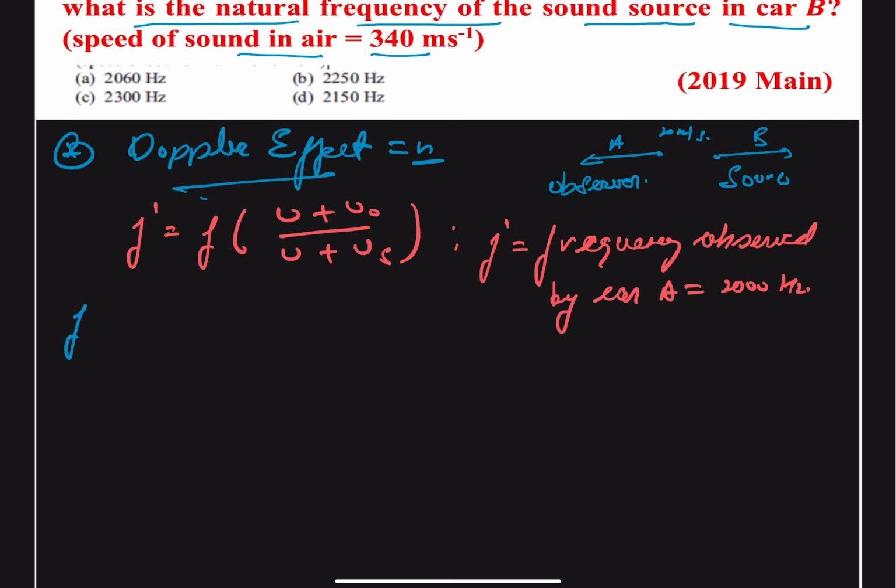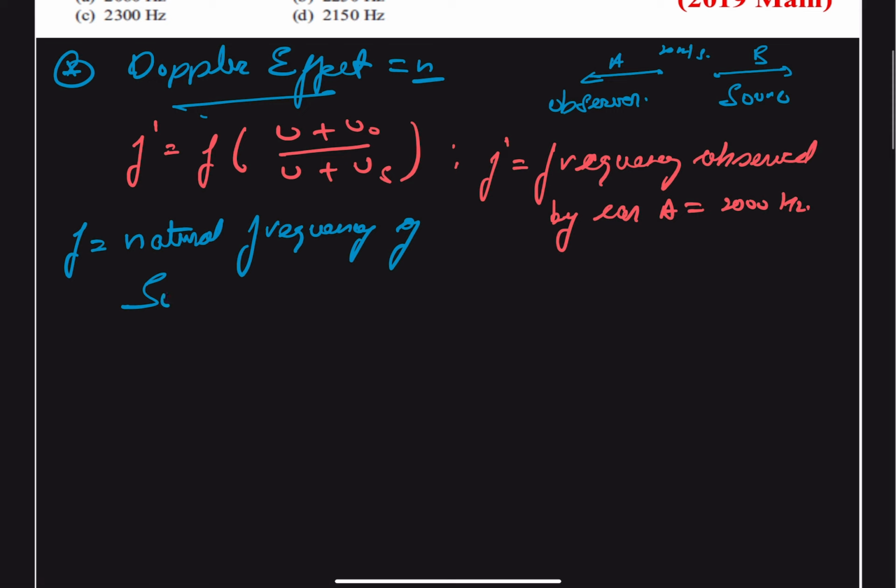f is the natural frequency of sound in car B, and this we are supposed to find out. V is the velocity of the sound in the air, which is given to us. Velocity of sound, that is given as 340 meters per second.